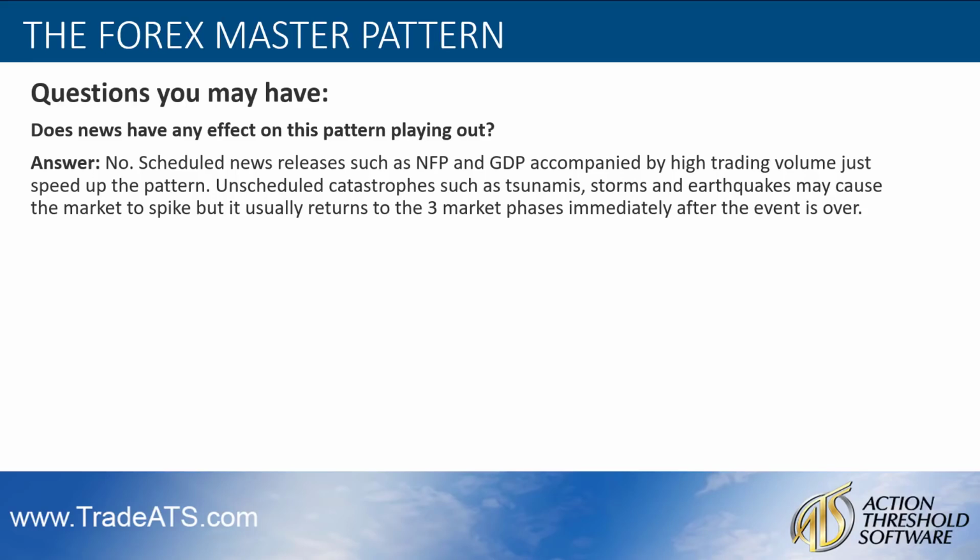Scheduled news releases such as NFP and GDP, accompanied by high trading volume, just speed up the pattern. They just speed up the three market phases playing out. It's like pouring gasoline on a fire. They're just adding volume to what's already going to happen anyway. The only difference to this is unscheduled catastrophes such as tsunamis, storms, and earthquakes may cause the market to spike, but it usually returns to the three market phases immediately after the event is over. It will always return to them, but just how quickly that happens is dependent on the catastrophe.